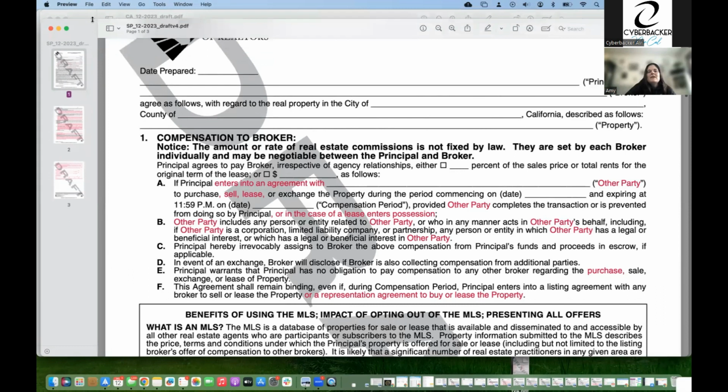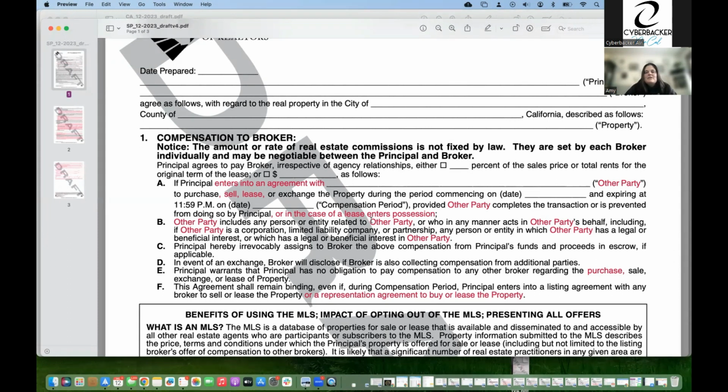You bring the buyer, you've got the seller who says, yes, I will sell my house to your buyers, but I'm not listing it. They don't want to sign a full listing agreement. Fill in date prepared, principal, broker, the city, county. You're going to put in the full address there of the property. If the principal enters into an agreement with blank other party, that's where you put your buyer's names, to sell or lease, right? So there's clarifying. All the red words, those are the new ones, but that is the point of this form.